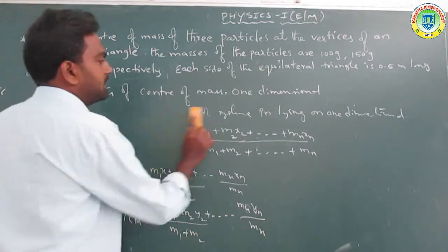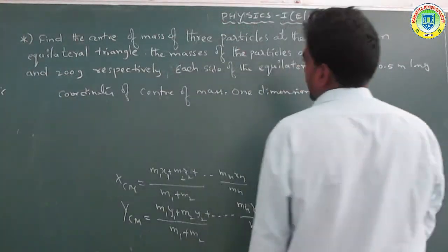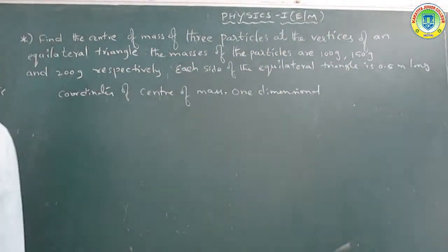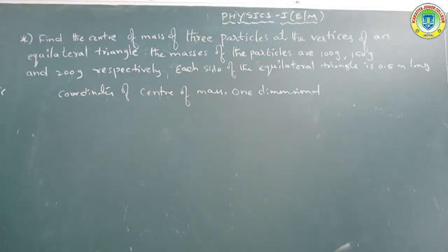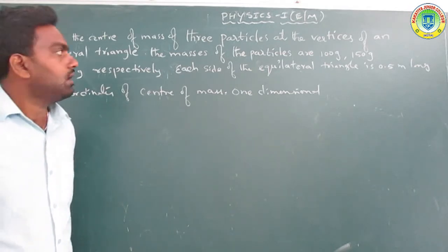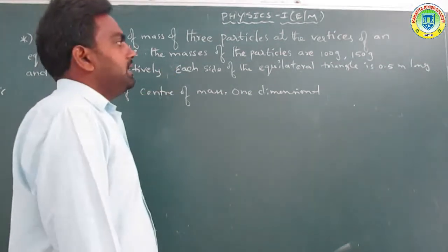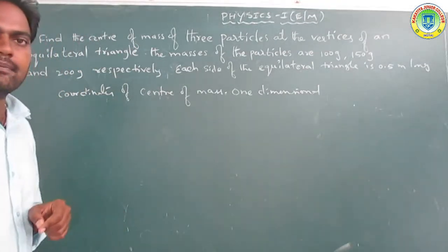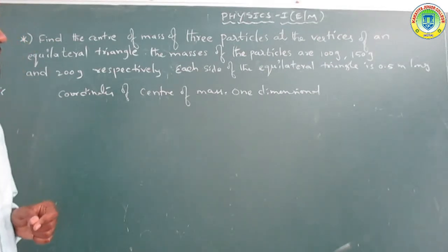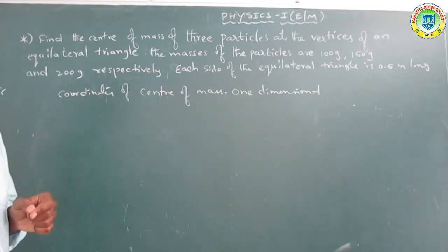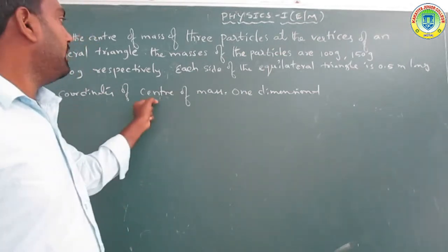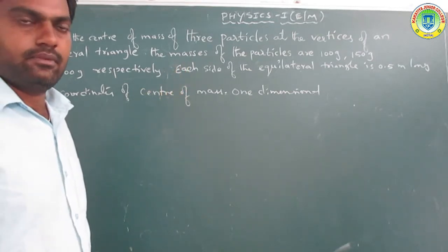So what is the problem? Find the center of mass of three particles at the vertices of an equilateral triangle. The masses of the particles are 100 grams, 150 grams and 200 grams respectively. Each side of the equilateral triangle is 0.5 meters, along the coordinates.